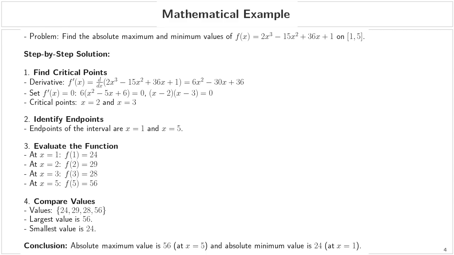In conclusion, the absolute maximum value of the function on this interval is 56, which occurs at x equals 5, and the absolute minimum value is 24, which occurs at x equals 1. Notice how the absolute maximum occurred at an endpoint rather than a critical point. This highlights why it is essential to check both. In the next slide, we will see how this same logic applies to a real-world business scenario.